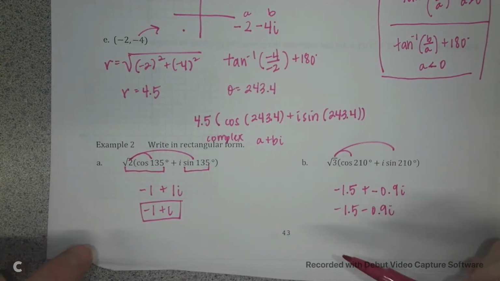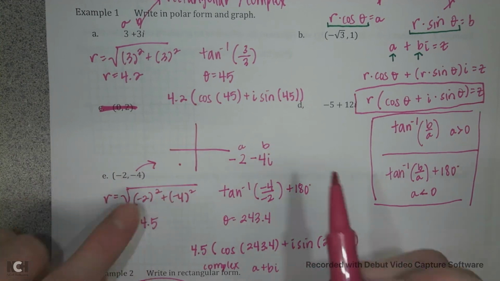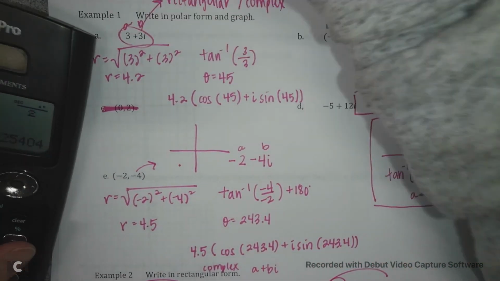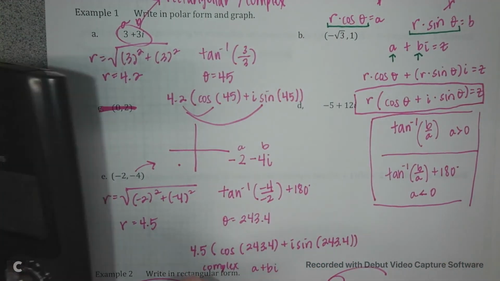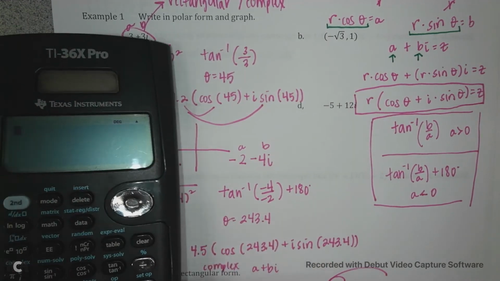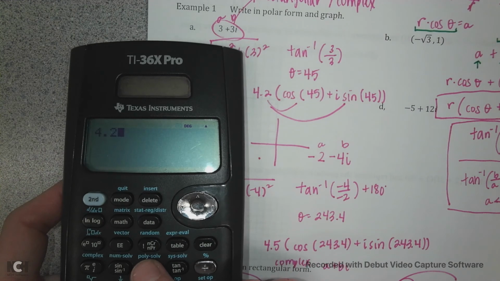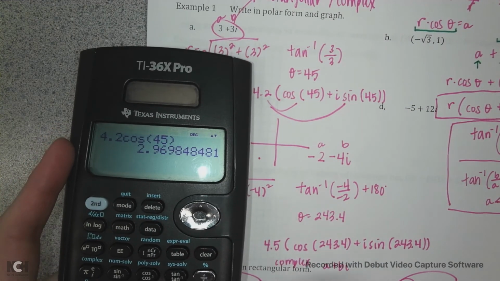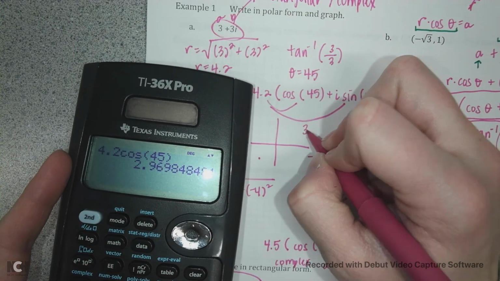So now we know how to go backwards and forwards. We're going to check our answers. So let's go back up to A. So this was our polar form, so we're going to check that it makes our complex form if we were to multiply or distribute this 4.2 all the way through. So let's see. So 4.2 times cosine of 45, and we get 2.9, almost 3, which is what that is. So that would be 3.